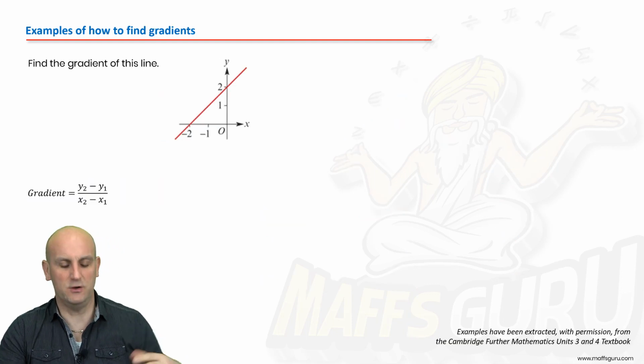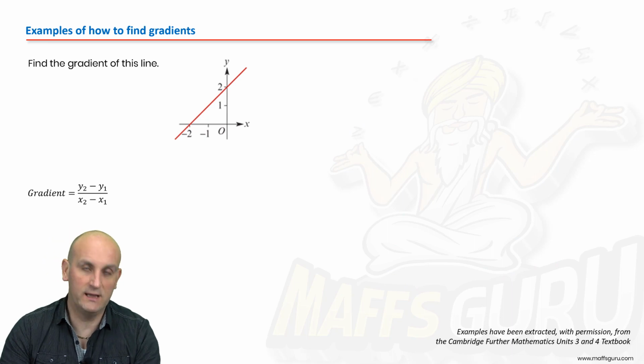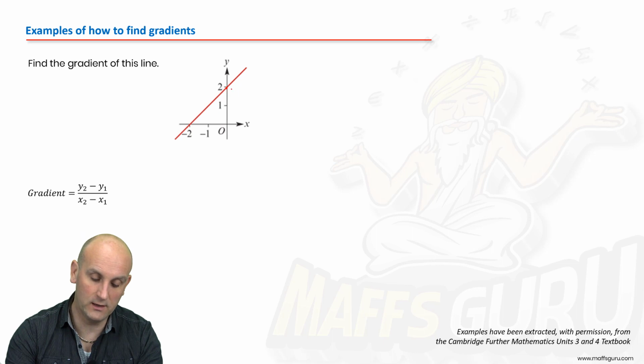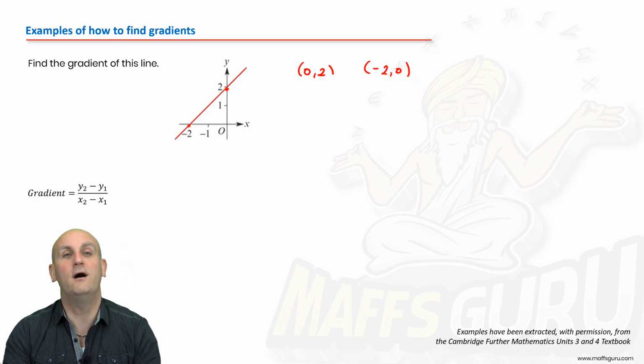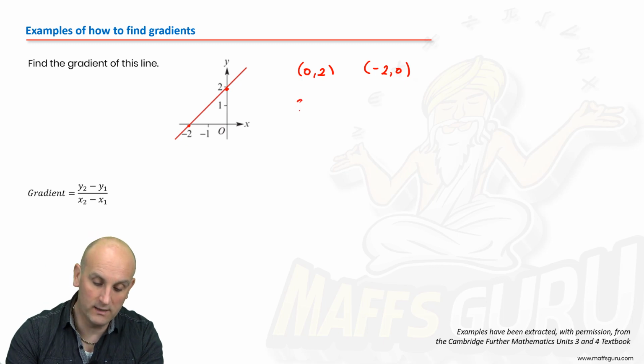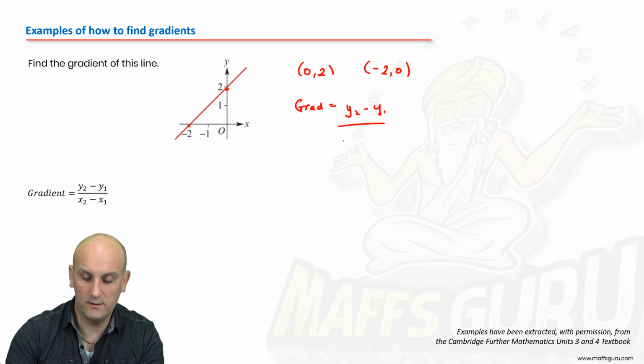So here are some examples of finding gradients. Find the gradient of this line. Now again, to find the gradient, you need to be given 2 coordinate points. And here we go. We've got 1 coordinate point there, which is (0, 2), and we've got this coordinate there, which is (-2, 0). Now again, I don't try and do this in my head. I write them down because I now know that my gradient is going to be y2 minus y1 on x2 minus x1. So my y2 value is 0, minus my y1 value is 2, and I have -2 minus 0.